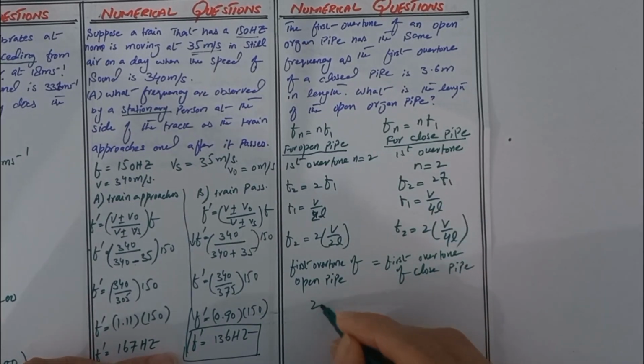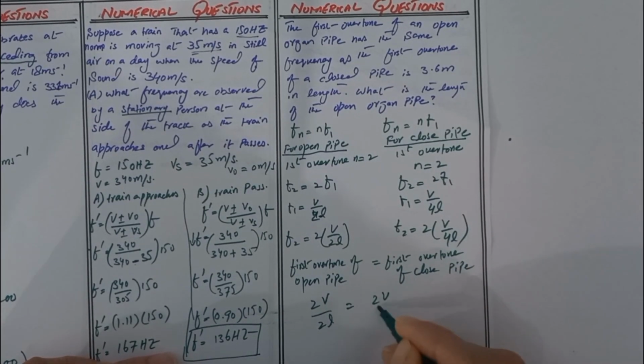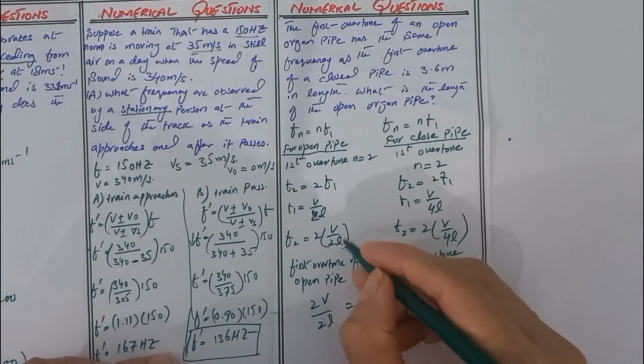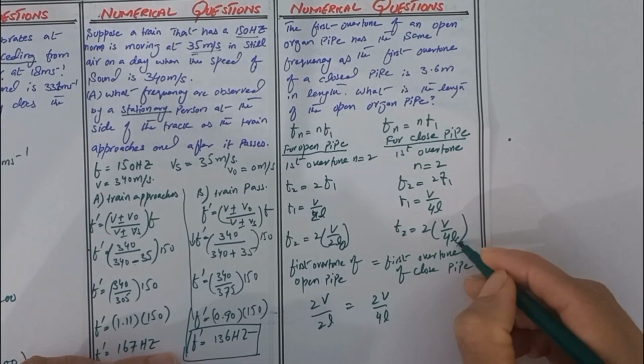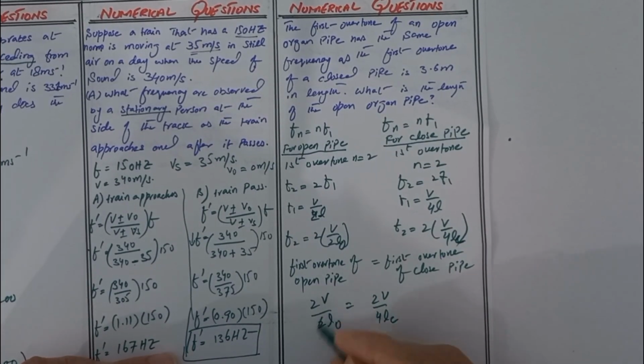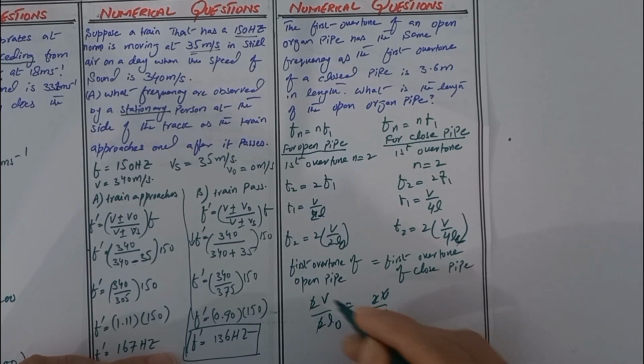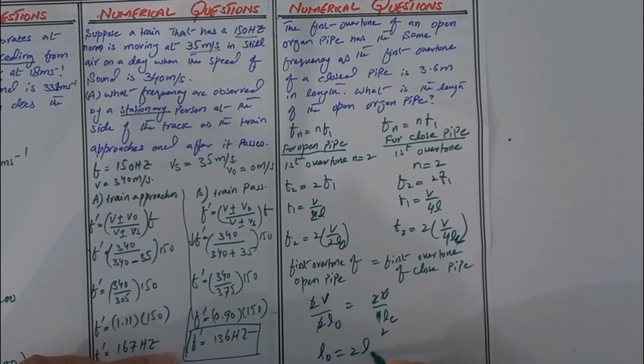So 2V over 2LO is equal to 2V over 4LC. This is for the open pipe, so we write LO, and this is for the closed pipe, so we write LC. 2 and 2 cancel, and V and V cancel, so LO is equal to 2LC.